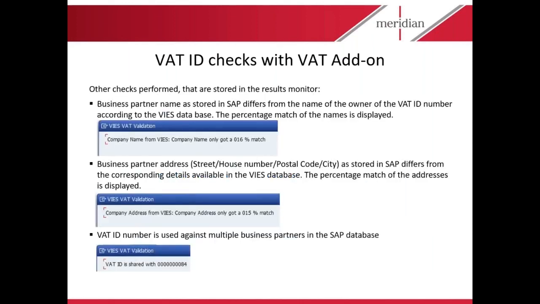There's a number of other checks, as already mentioned, that we do within the Meridian VAT add-on. So we'll look at the business partner name as stored in SAP, and we'll check if there's any difference between that and the name of the VAT ID for the customer who's used the VIES website to upload their data. What we do is we give a percentage match, so a percentage match between the company name from VIES and the company name that you've entered into your system. We do the exact same fields with address, and we give you a percentage match for how much the address matches between the SAP system and the VIES system. And then the VAT ID number is used against multiple business partners to make sure that you don't have multiple customers sharing the same VAT ID.